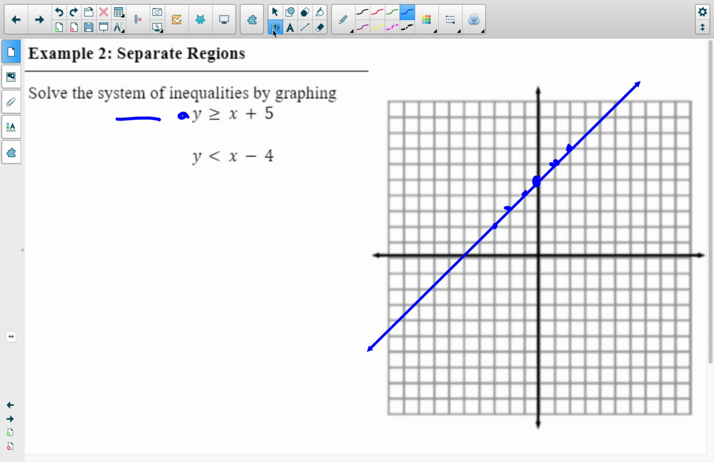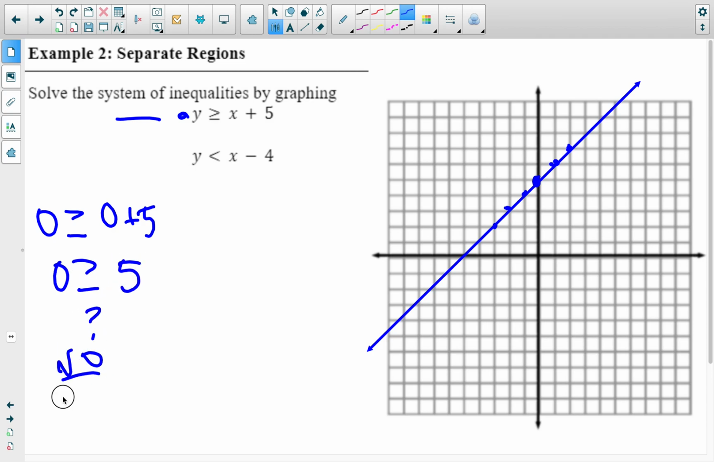Okay, and then if I were to shade, test the origin. So is 0 greater than or equal to 0 plus 5? Is 0 greater than or equal to 5? No. So we do not want the origin included here. We would shade above here. I'm just going to draw those little arrows. And then I'm going to graph my bottom inequality.